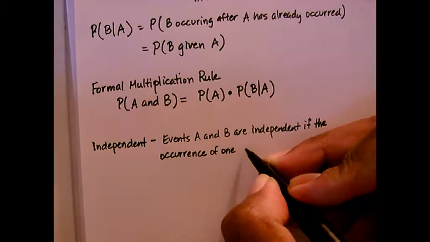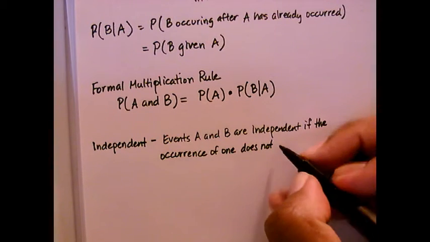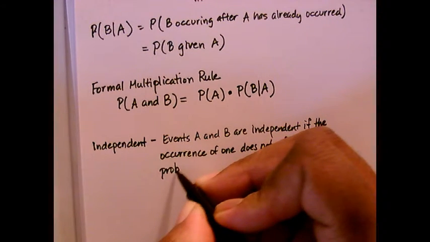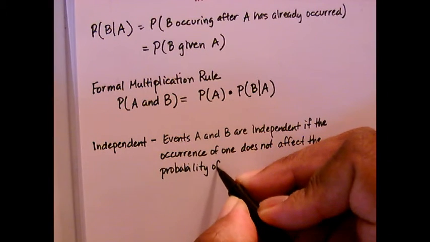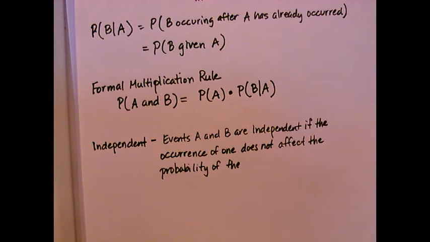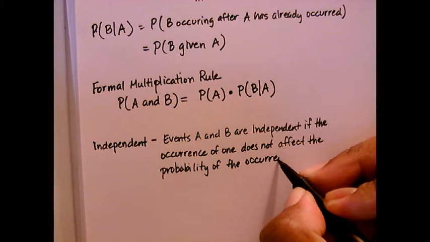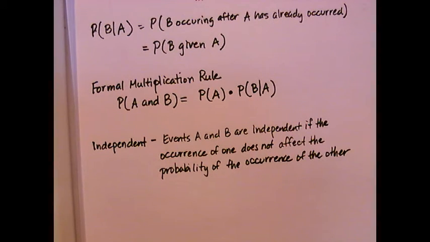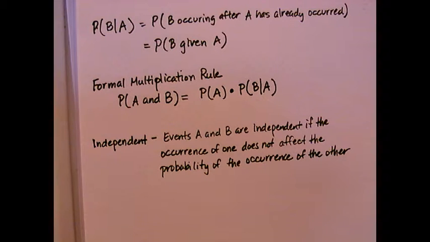of one does not affect the probability of the occurrence of the other. So if the occurrence of event A does not affect the probability of the occurrence of the other, then we can say that events A and B are independent. Okay? If they're not independent, then obviously we can say that they are dependent, and that means that event A depends upon the other.